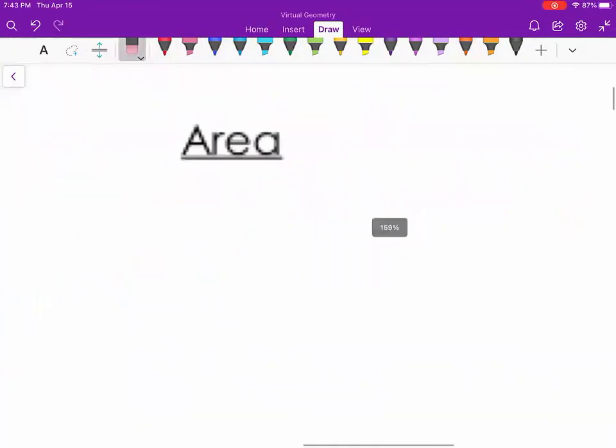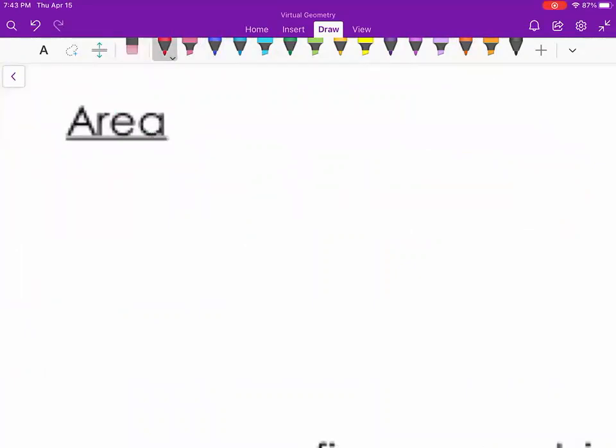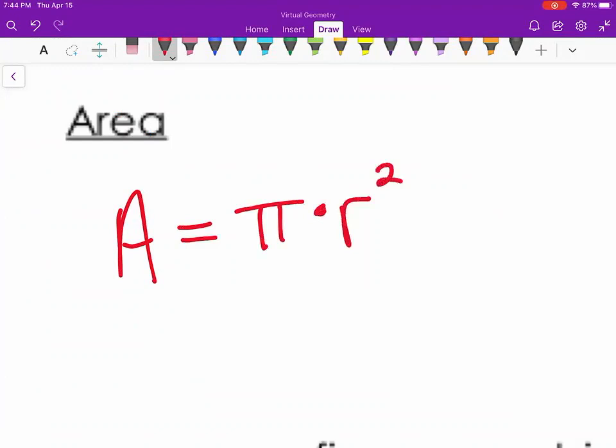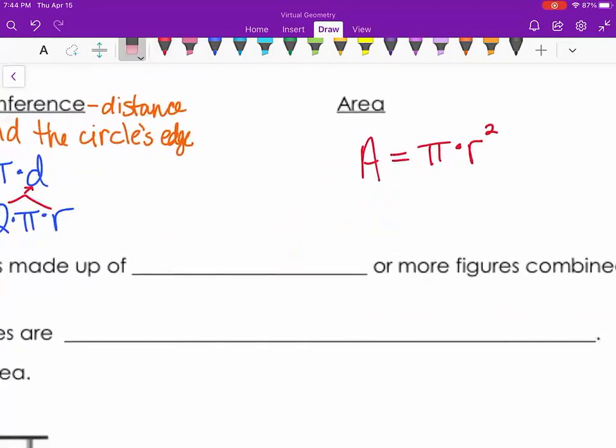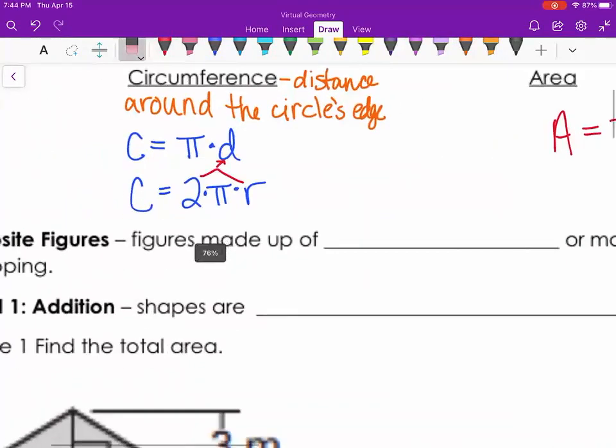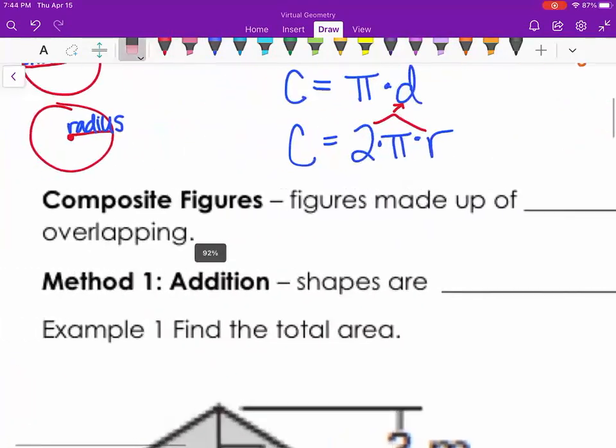Now, the other thing that we get with circles is area. How much space is inside that circle? So for our area, we need pi times your radius squared. So we have to use radius for area. We don't have any other option. So we're going to be using these formulas throughout parts of our composite figures. So let's look at the composites real quick.